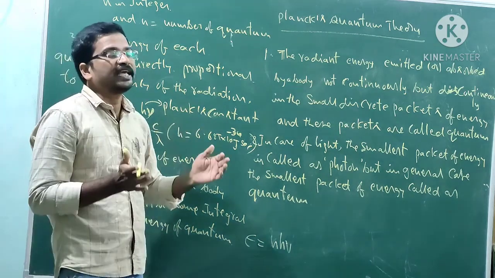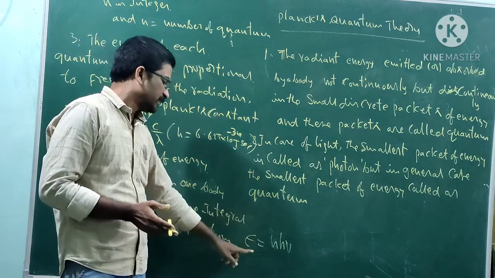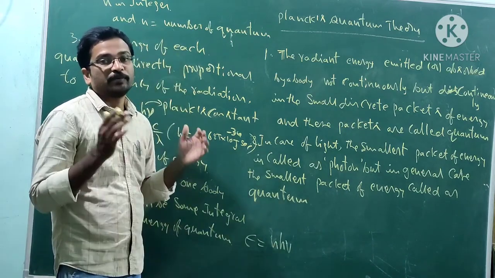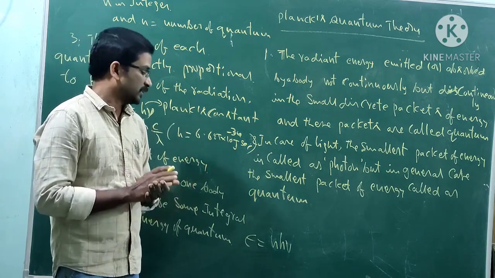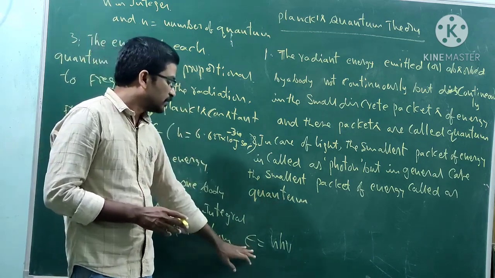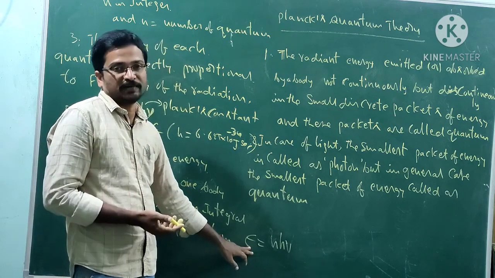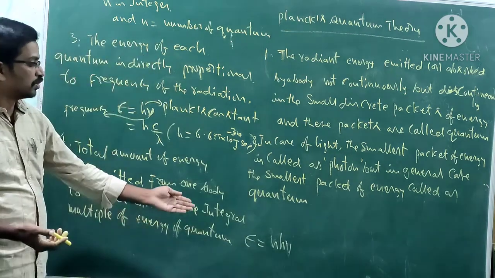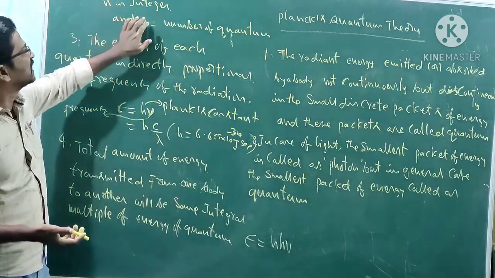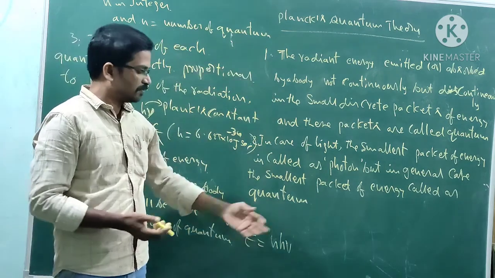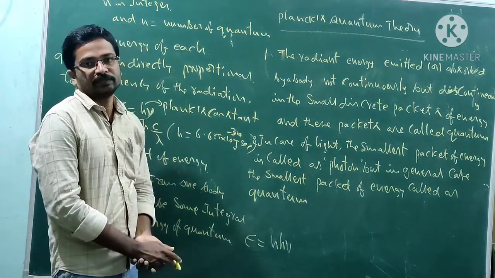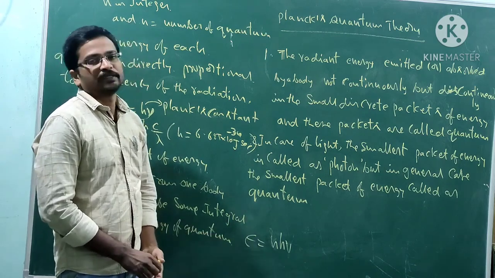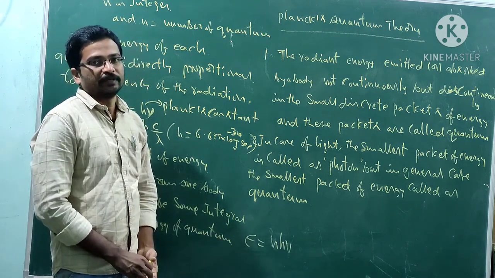If the light has so many packets, then you can apply E is equal to n h nu for the total amount of radiation emitted, where n is an integer and n is the number of quanta. This is the way you can understand this concept better.